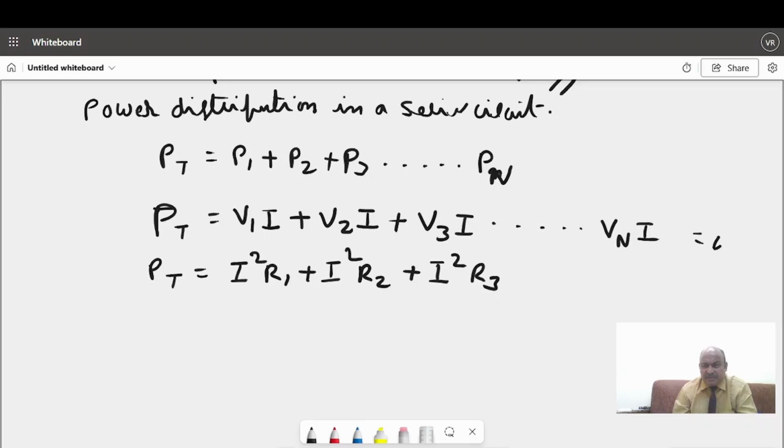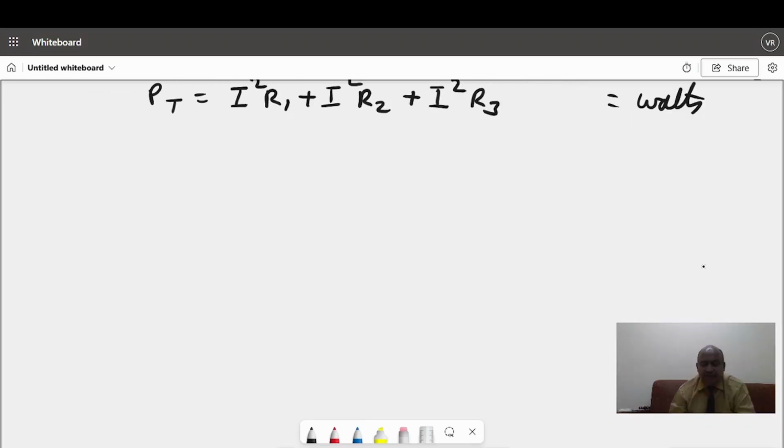This also is in watts, with units. Like that you also have to calculate. For you, I am going to solve one problem. The circuit is given. First I will draw the circuit.